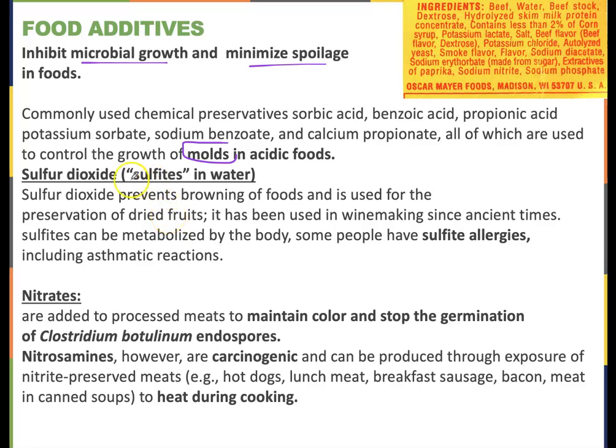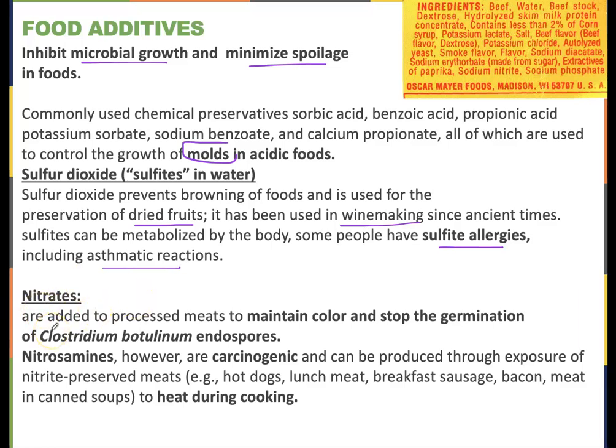Sulfur dioxide is called sulfites. You'll see this in a lot of dried fruits. If you look at any dried fruit package, it's going to have sulfites. You also have people saying, oh, I can't drink red wine because it has a lot of sulfates, blah, blah, blah. But it is also used to preserve wine. Sulfites can cause allergic reactions, including asthmatic reactions. So that's the downside, but the upside is it can be metabolized by the body. So it's something that we can break down.